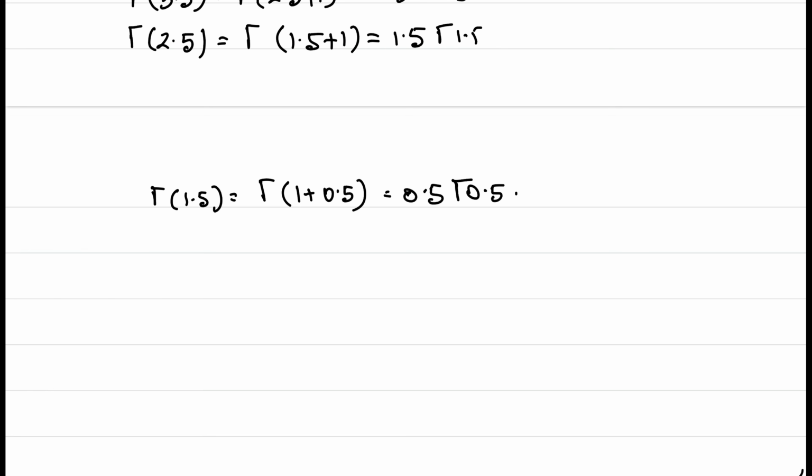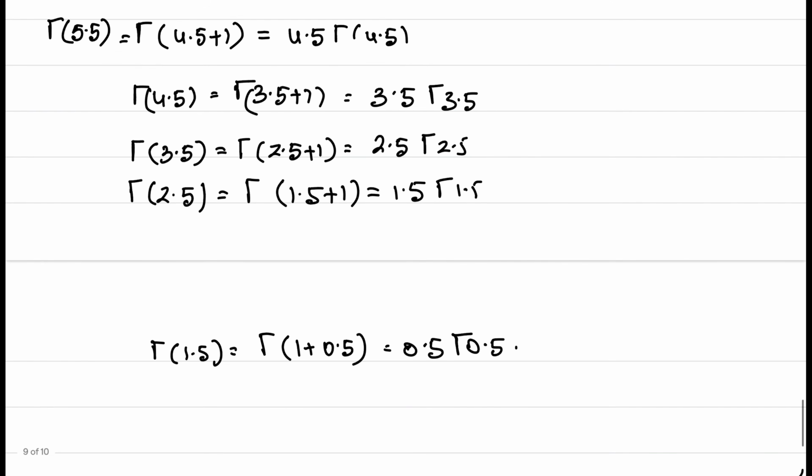Now ultimately what we have got? Gamma 5.5 we have to find out to get the 4.5 factorial. That is 4.5 into gamma 4.5. Instead of 4.5 what we can write?